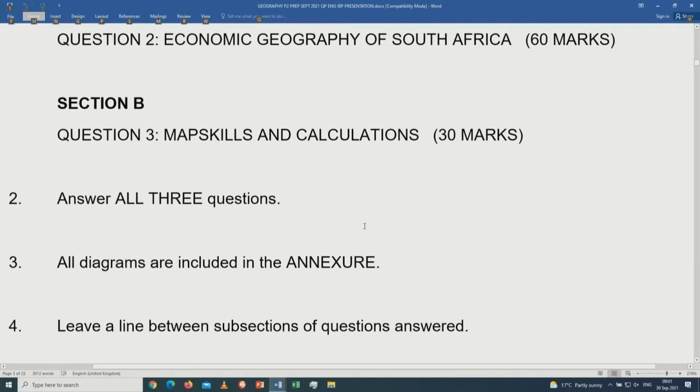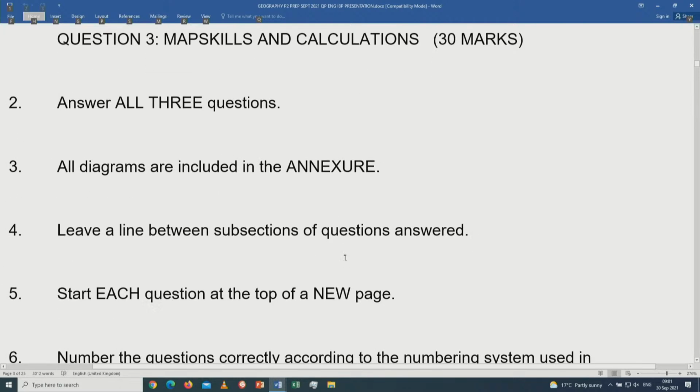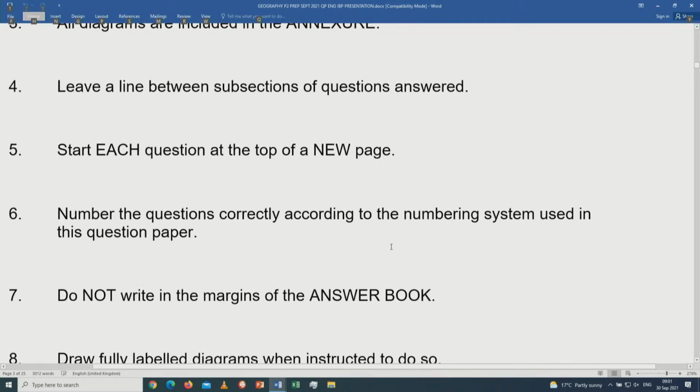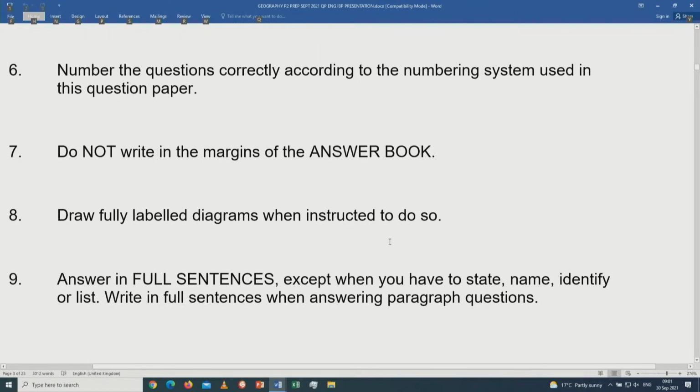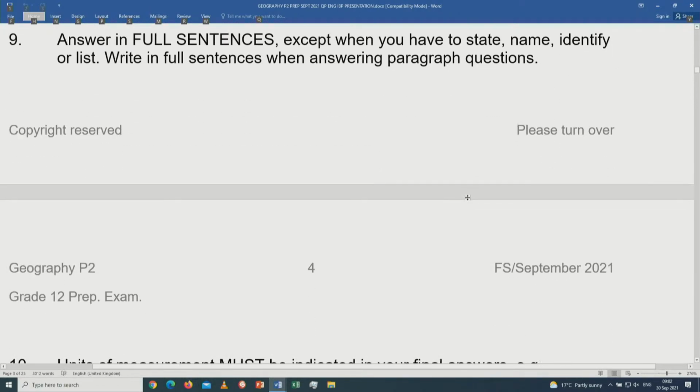So, continue with the instructions. You can see that learners are no longer choosing. They were expected to answer all 3 questions, and there is an insert that accompanies this question paper. So, please, we urge all geography educators to always instill these instructions in their learners' minds. In a nutshell, I think learners performed well, because paper 2 was a paper where they were supposed to correct whatever marks they lost in paper 1.